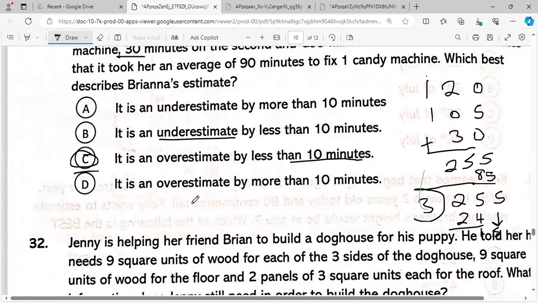Remember, the actual is 85, but she estimated it to be 90. So her estimate is what? Sir, I understand why it's overestimate now. Because it's actually 85, but she said 90. So she overestimated. If it actually was 85 and she had said 75, that would be an underestimate. Underestimate means it's lower. Over means it's over. So technically it's over. Hope it's clearer. Good job, guys, with the average.